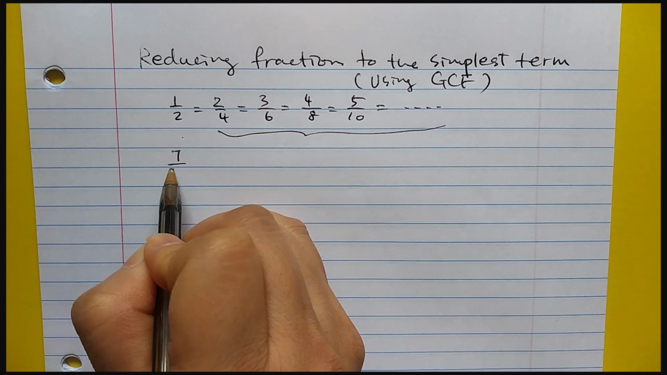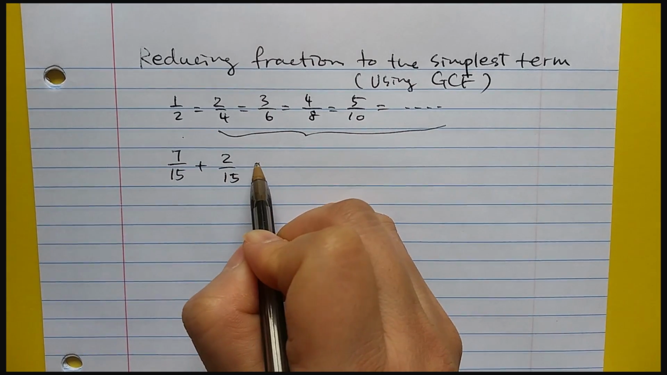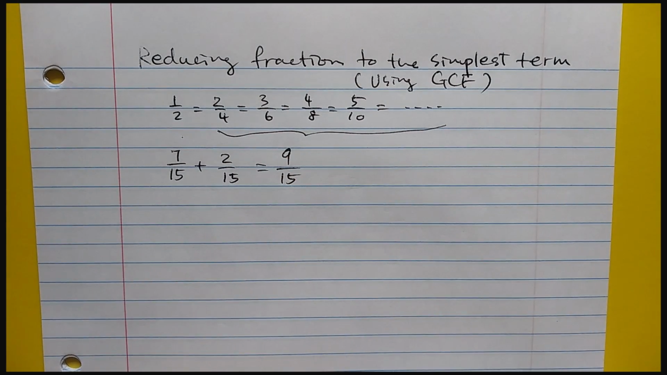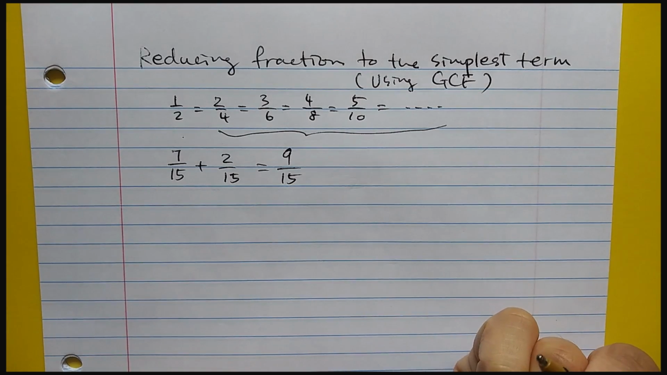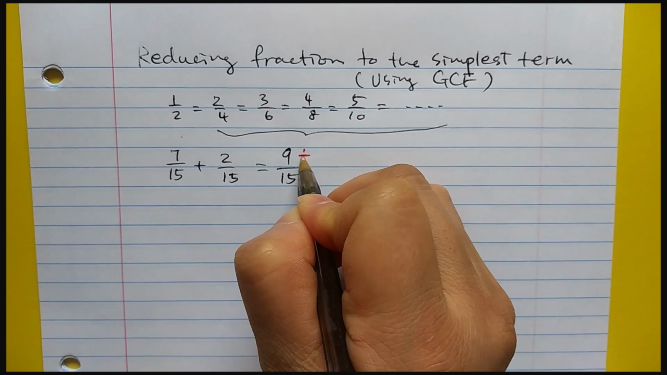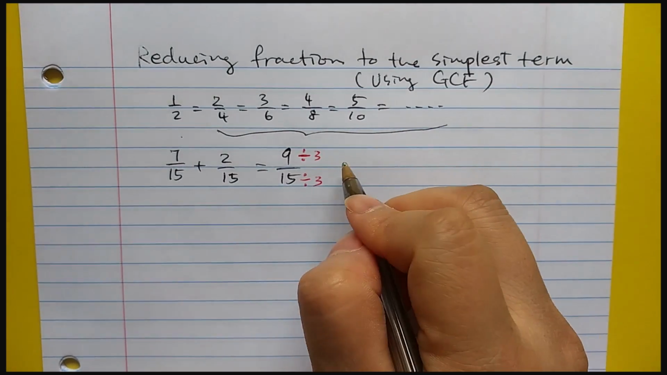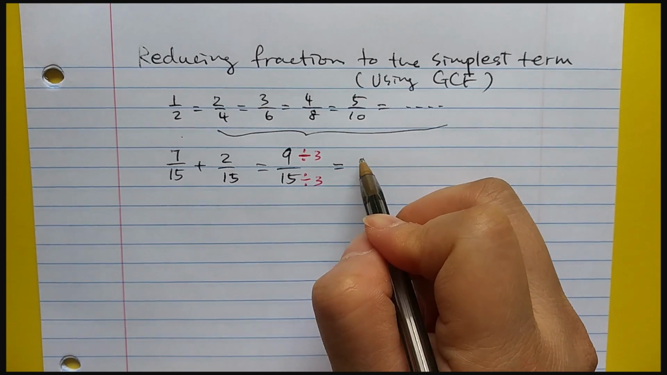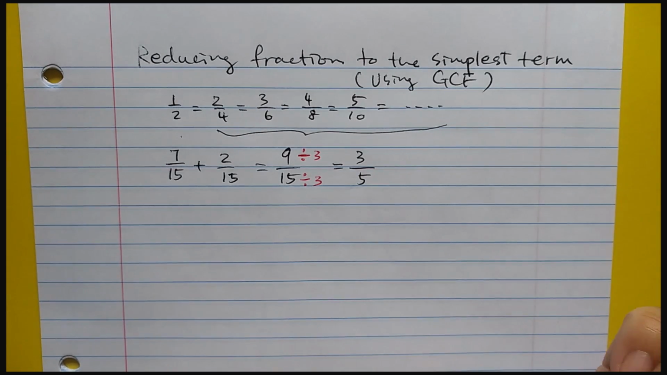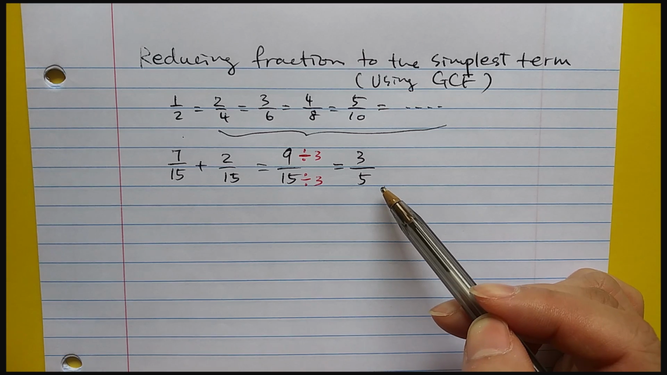let's say you have 7/15 plus 2/15 is equal to 9/15. And check if it is the simplest term. Can you reduce that fraction? Yes. You divide by the same number, which is 3, and 9 divided by 3 is 3, 15 divided by 3 is 5. And you can't reduce this fraction anymore, so this is the simplest term.